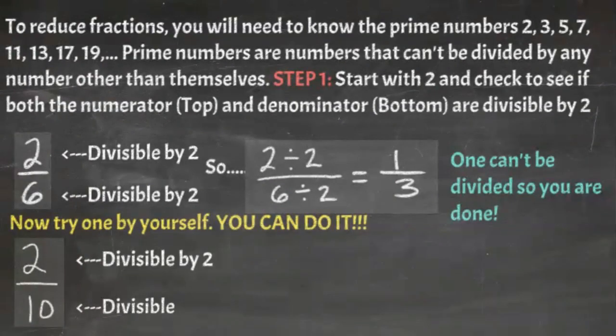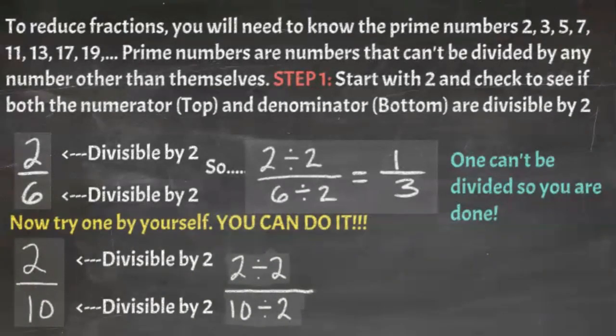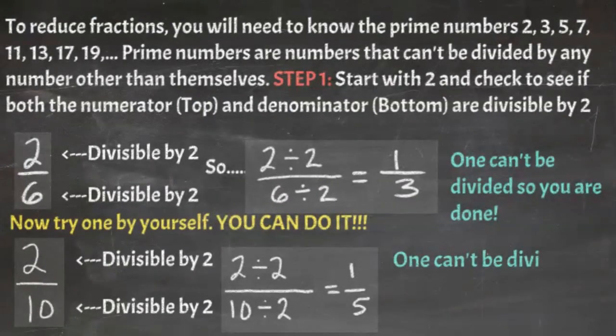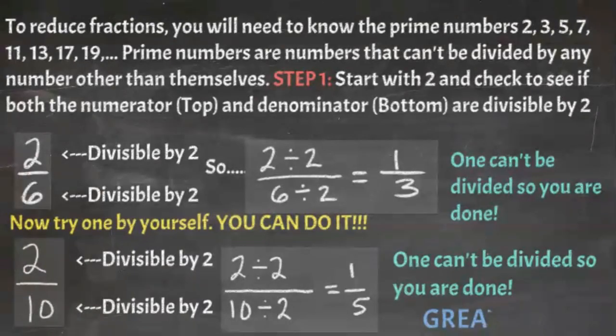So I rewrite this fraction as, look at the top one and see what I did up there, and copy the same format using the different numbers. I get 2 divided by 2 over 10 divided by 2. That equals 1 over 5. Again, 1 can't be divided, so you are done. Great job.